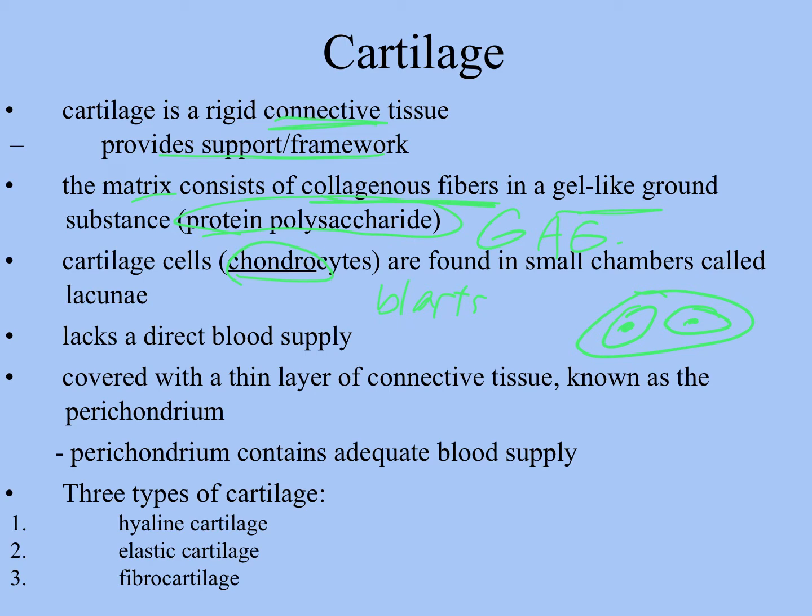They lack a direct blood supply, so they do not heal easily or quickly for that matter. And they are typically covered with a thin layer of connective tissue known as the perichondrium, kind of like the periosteum of bones. And it's the perichondrium that contains an adequate blood supply because that's where dividing cells are going to be that help to maintain and build more cartilage as it's needed. Three types of cartilage that you should know: hyaline cartilage, elastic cartilage, and fibrocartilage. We'll talk about them in the next couple slides.